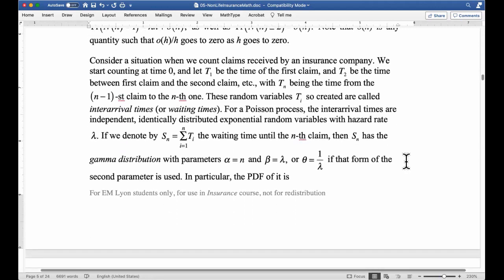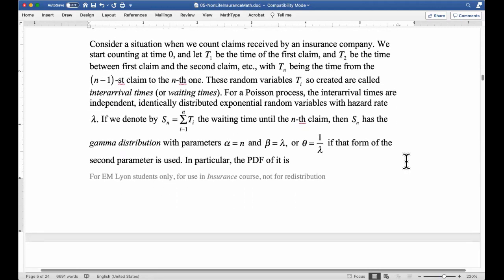Now consider a situation where we count claims received by an insurance company, starting at time 0. Let T1 be the time of the first claim and T2 be the time between the first claim and the second claim, and so on, with Tn being the time between the (n minus 1)st and the nth claim. Then these random variables Ti are called inter-arrival times or waiting times. These are waiting times for the next claim. For a Poisson process, the inter-arrival times are independent, identically distributed exponential random variables with hazard rate lambda.